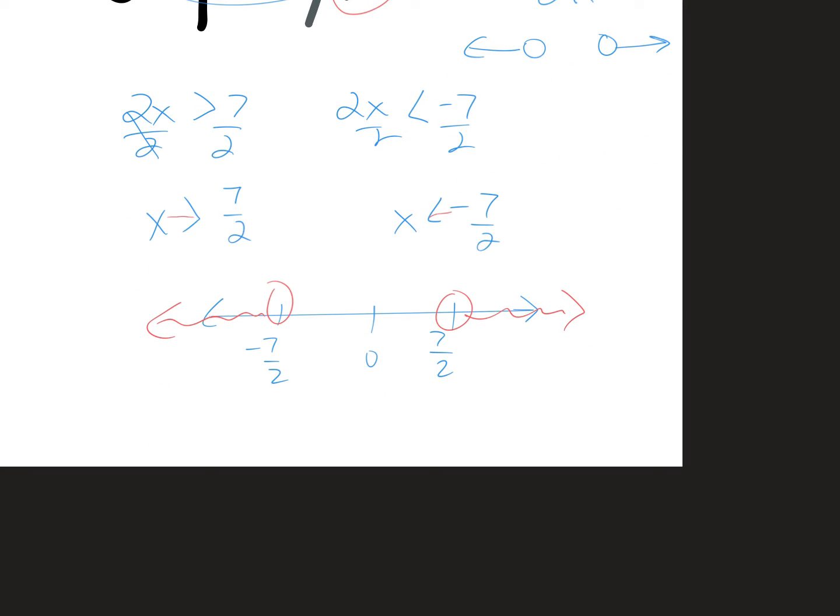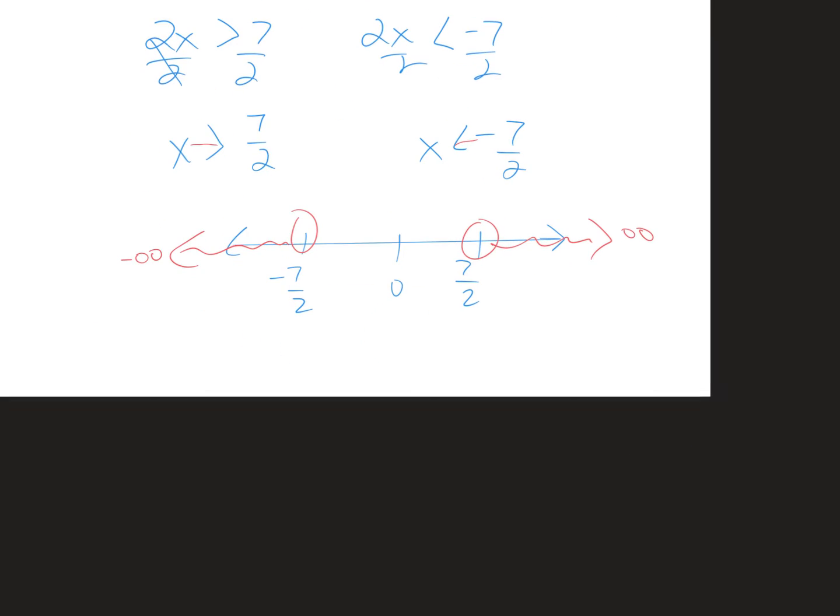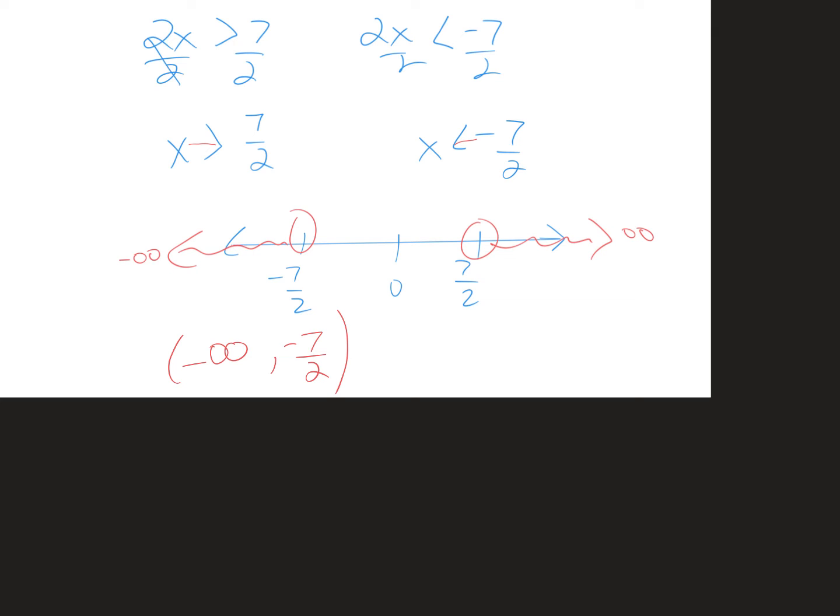So now if you're going to write your interval notation, guys, from left to right, where do you see red shading? From negative infinity to negative 7 over 2, good. I close it with a parenthesis because it's not included. Then there's a big gap. We call that a union. We're going to bring those two spaces together. And then it's 7 over 2 to positive infinity.